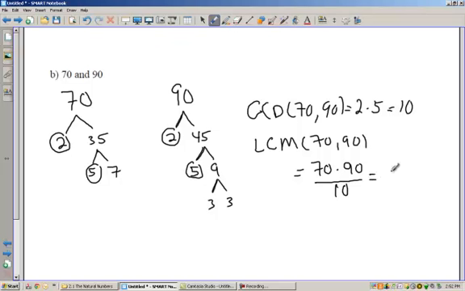And so this is equal to, and you can do this a number of ways, I can just cancel the 70 and the 10. So 70 divided by 10 is 7, times 90. And I can do this on the side. Remember, I don't have a calculator, so I have to do this by hand. So I do it long ways here, 0, and then 9 times 7 is 63. So 630 is my answer.